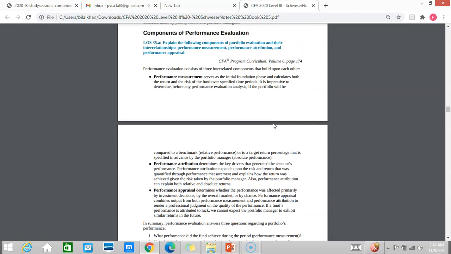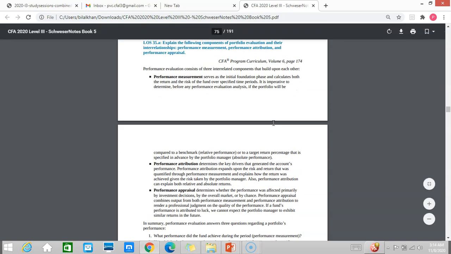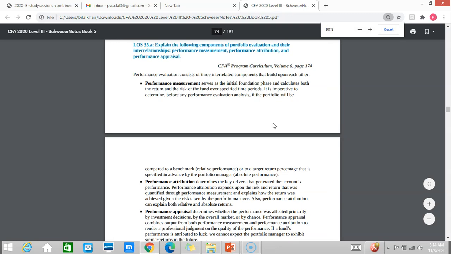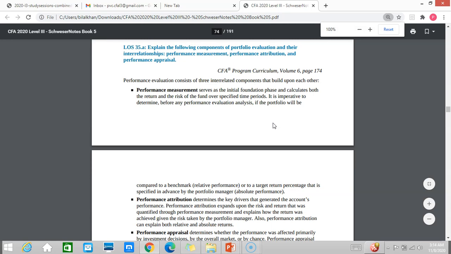So remember that portfolio performance evaluation has three key components. It includes performance measurement, which is the initial foundation phase and calculates the return and risk of the fund, that is, how much return has the portfolio generated and what was the risk taken for that return. So that is performance measurement.